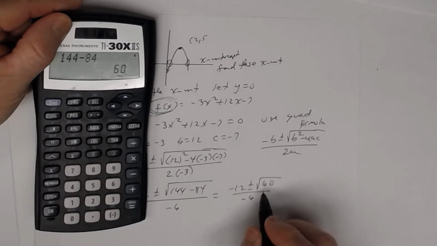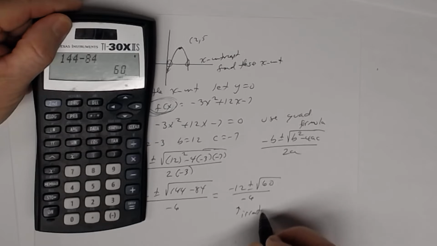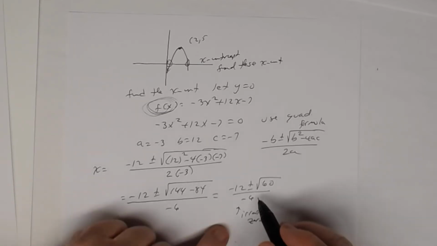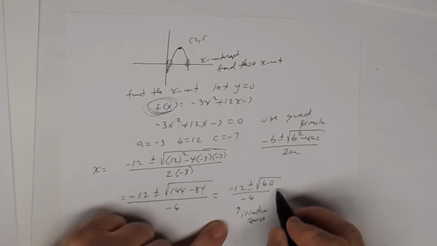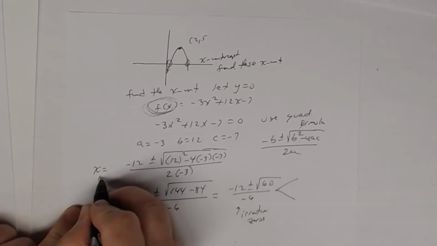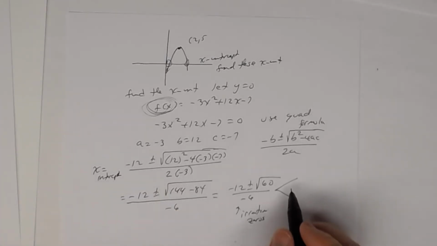Now 6 is not a perfect square, so these are irrational zeros, or irrational roots. These numbers are irrational because 6 is not a perfect square. So since those are irrational, I'm going to have to approximate my x-intercepts. So remember, these are x-intercepts that we're finding.